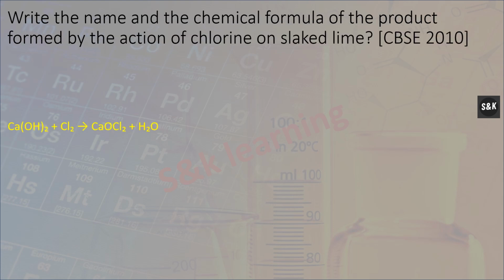Write the name and chemical formula of the product formed by the action of chlorine on slaked lime. So Ca(OH)2 plus Cl2 forms CaOCl2.